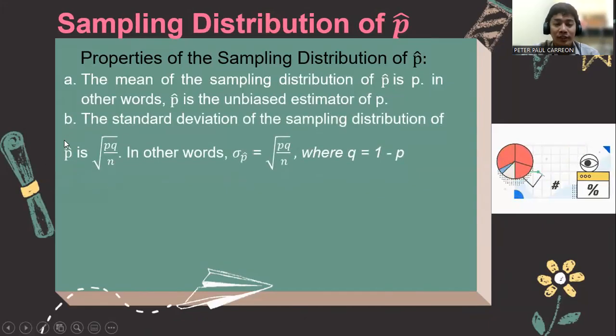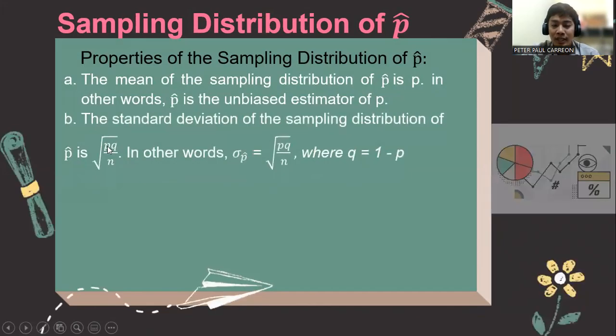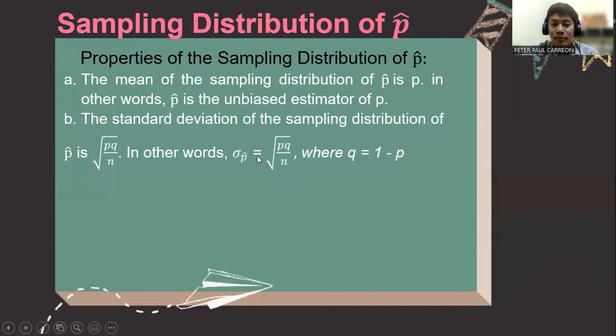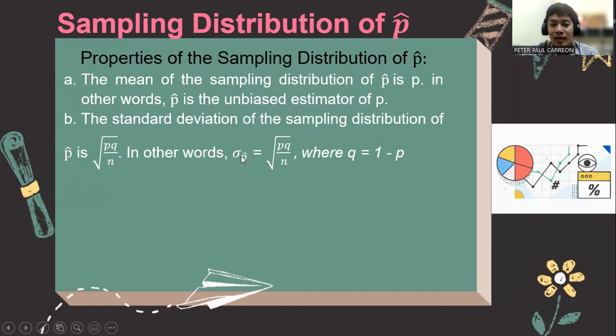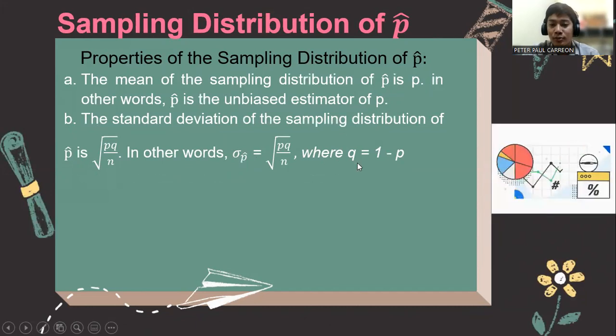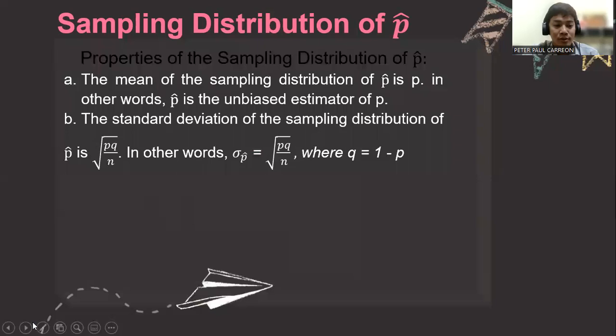Property letter B talks about the standard deviation. The standard deviation of the sampling distribution of p hat is equal to the square root of P times Q over n. In symbols, we use sigma sub p hat is equal to the square root of P times Q over n, where Q could be obtained by subtracting 1 minus P.